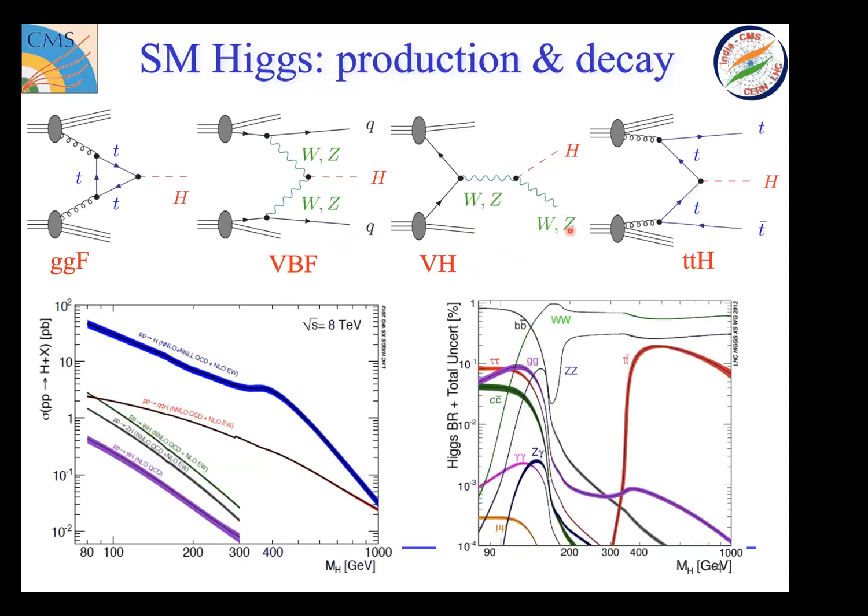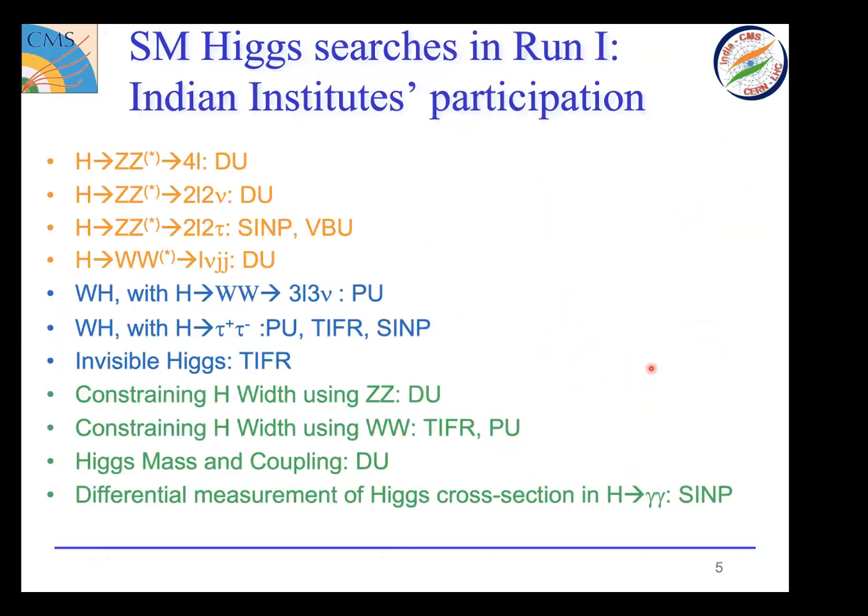And the decay mode picture, of course, is quite busy. But in the low mass range, something like less than 130 GeV or so, the Higgs boson decays mainly to fermions. Of course, gamma gamma is also the golden channel. Then in the intermediate mass range, it is the decay to massive vector bosons, WW and ZZ, which are important. And once the t tbar channel opens, the decay probability is there as well.